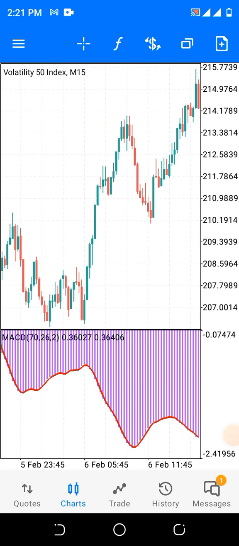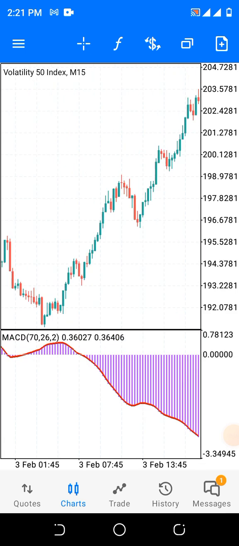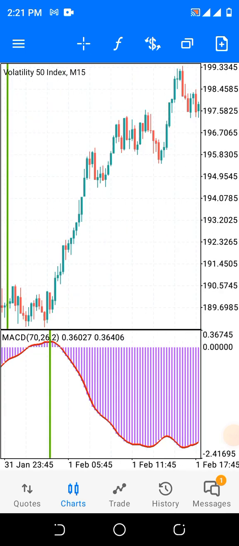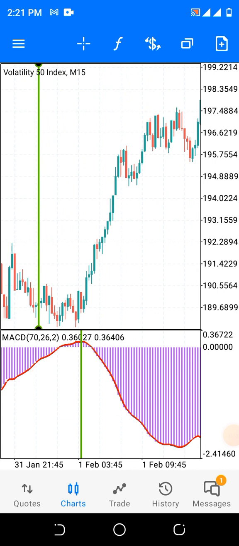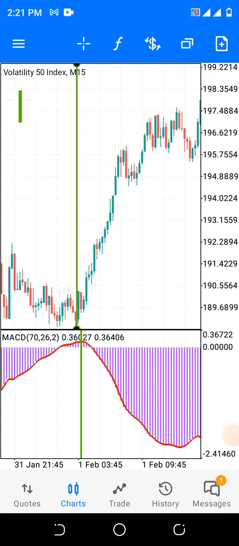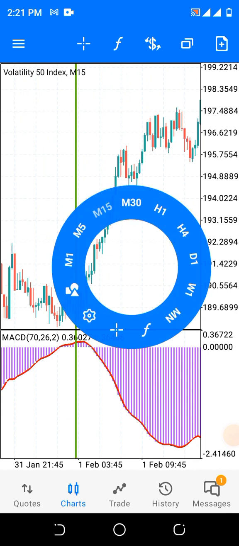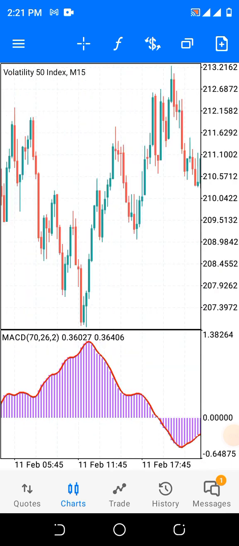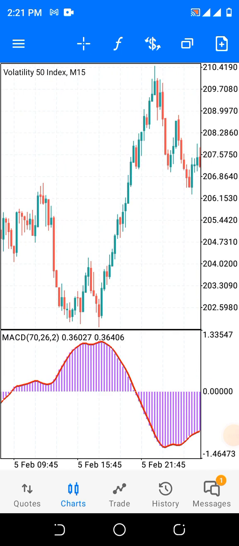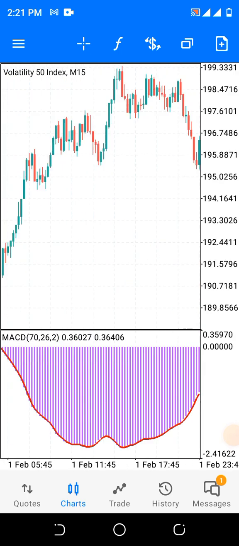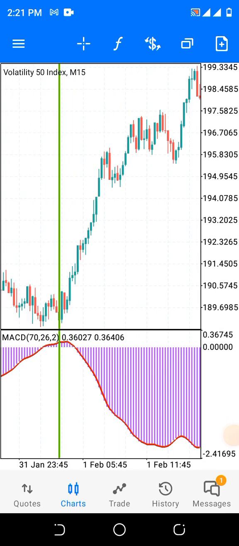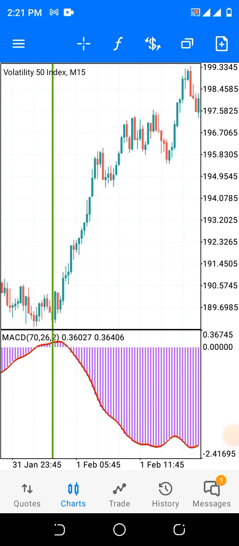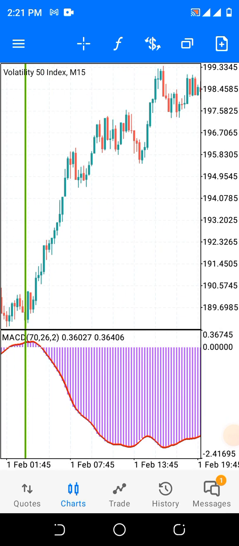Now let's look at the point where the market started moving up. Let me correct this. This is the point where the market started moving up. So this is the point where the market started moving in an upward direction. Once I switch to 15 minutes time frame, I will be trading only uptrend.